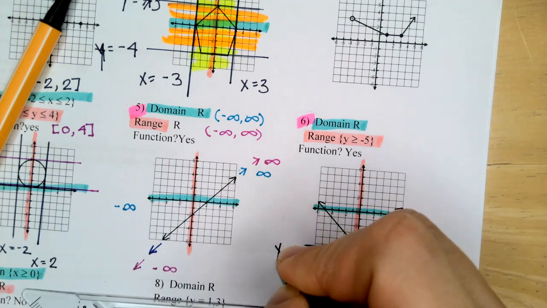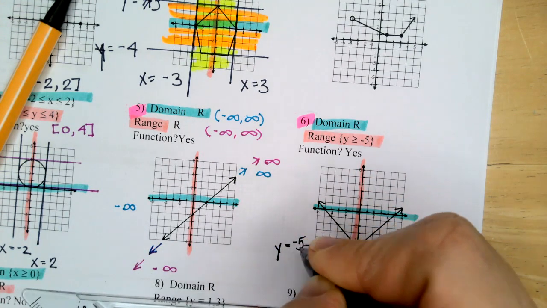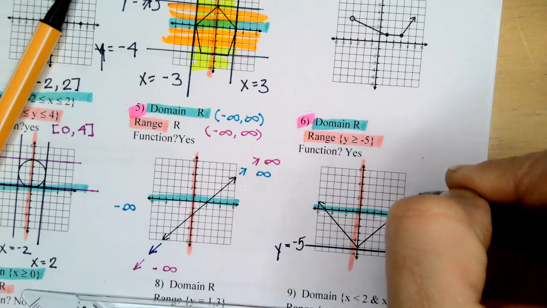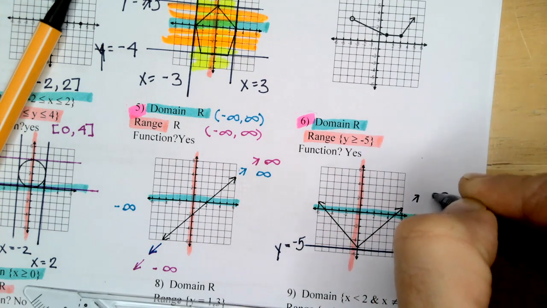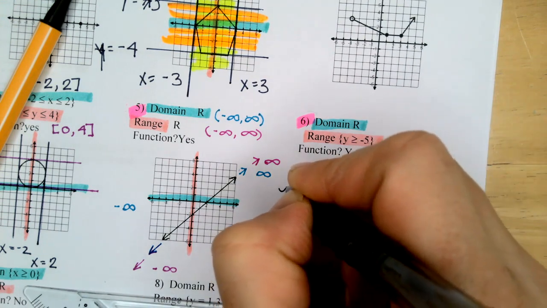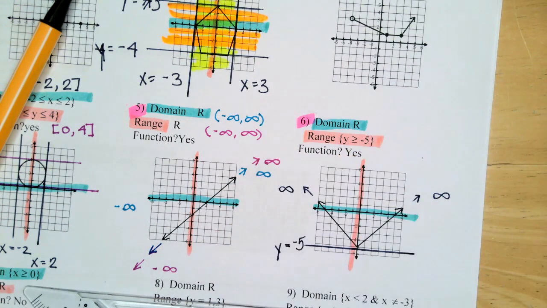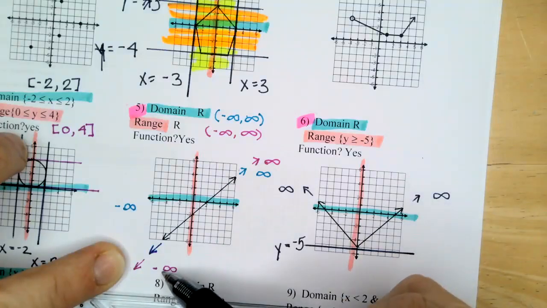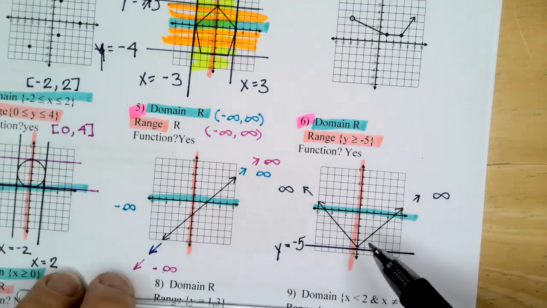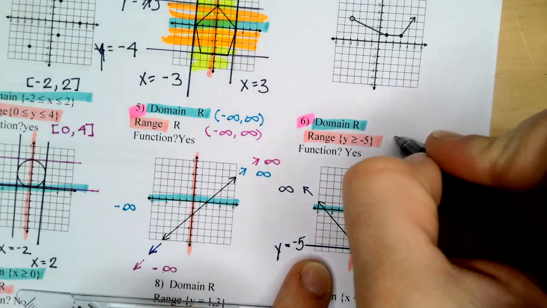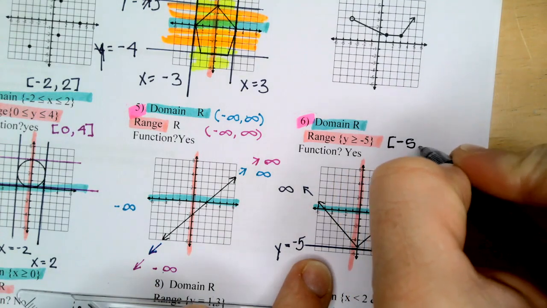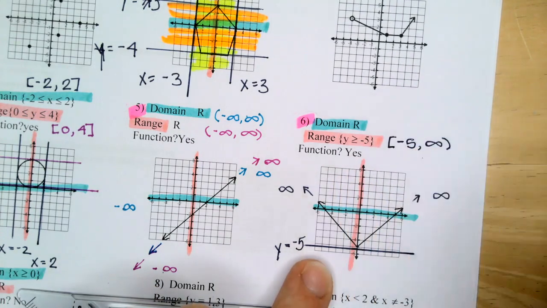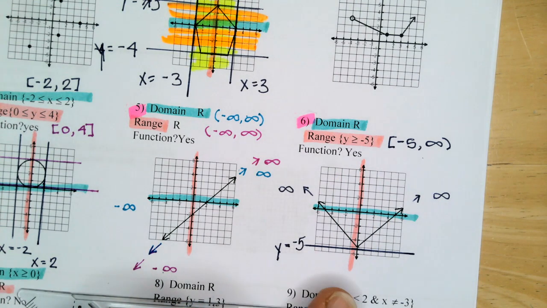It does not go lower than y equals -5, but it does go to positive infinity for the y. Do you see that? Whereas here my y was negative infinity to positive infinity, here my y is -5 to positive infinity. And that's for range because y is always range.